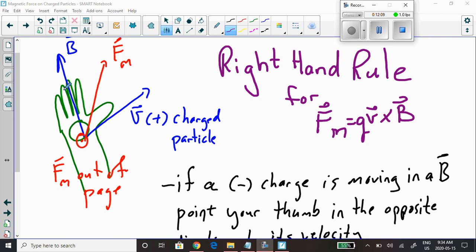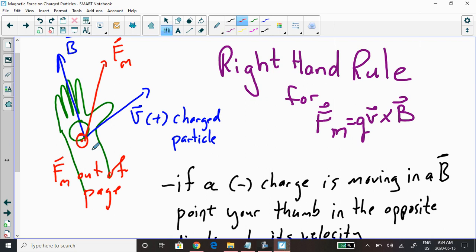And your palm points in the direction of the magnetic force on it. So that means that we would have a force that would be straight out of the page in this situation. That is the right-hand rule for this equation right here.